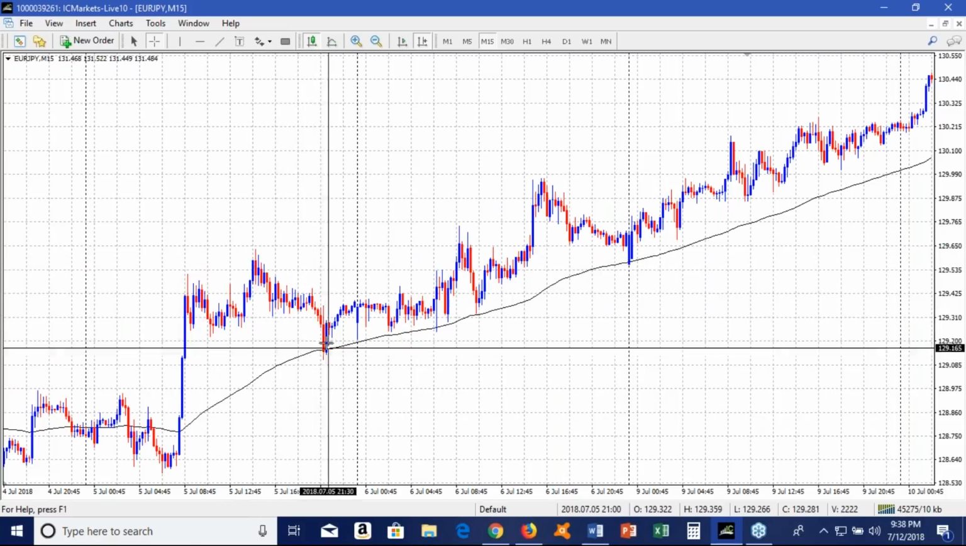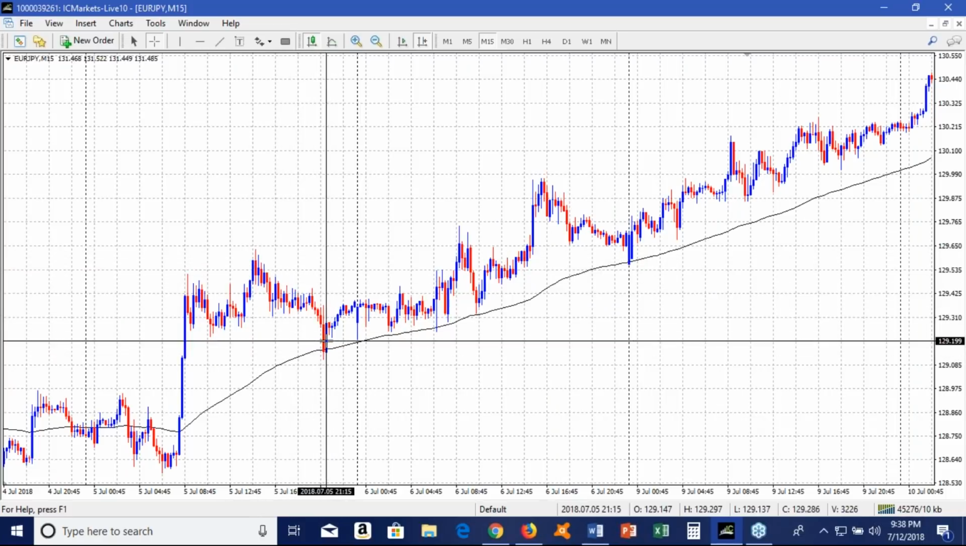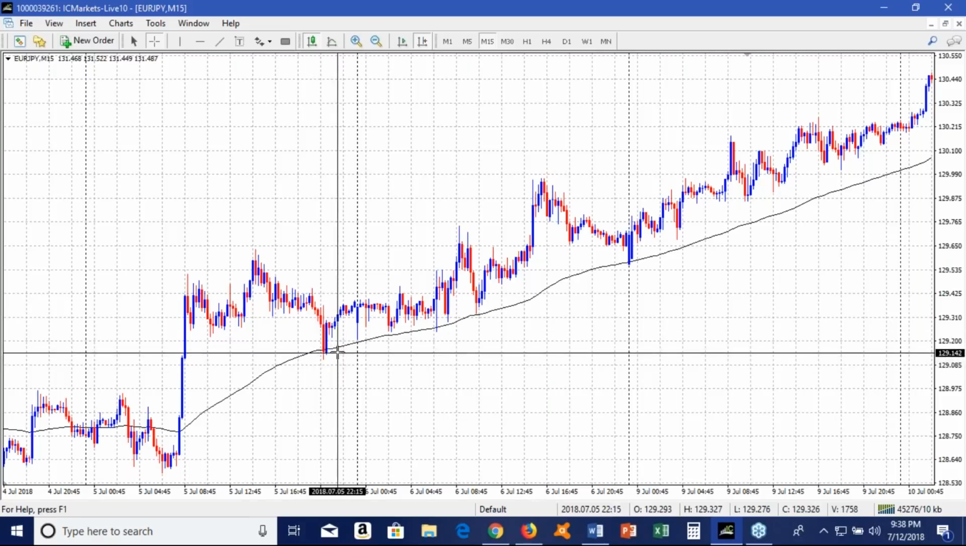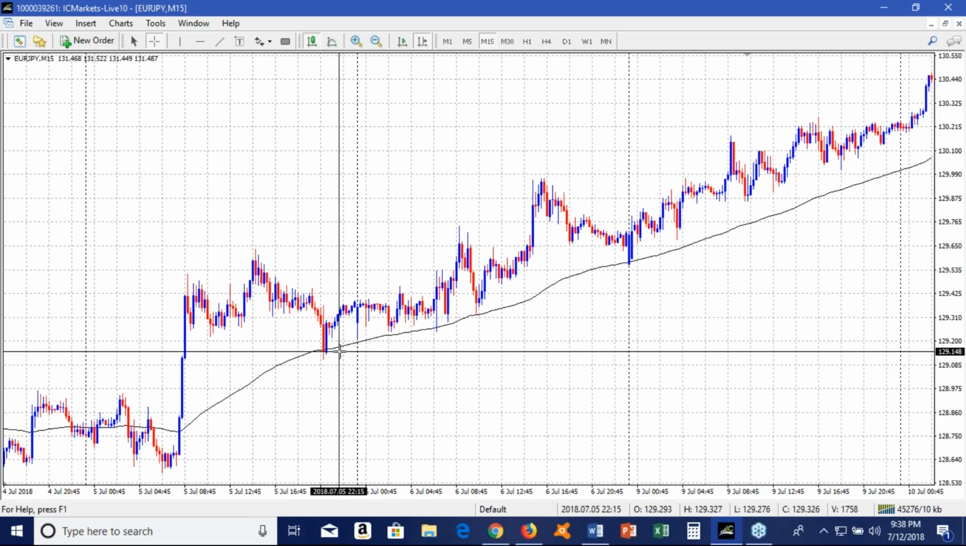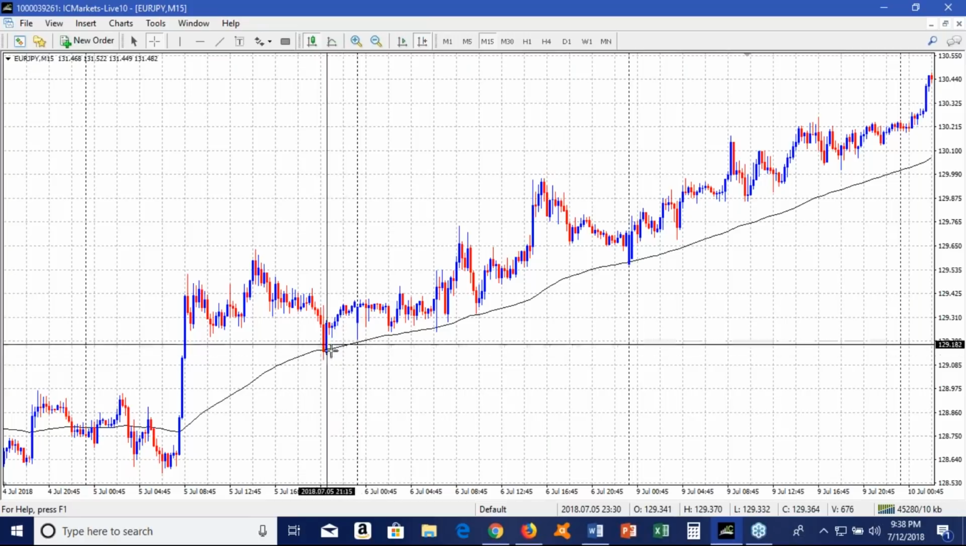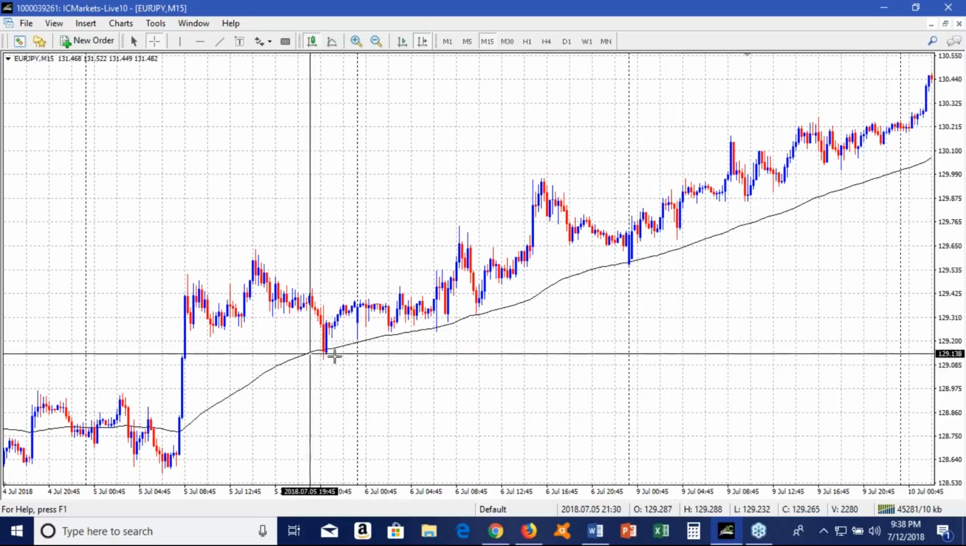Would this be an opportunity to buy? Can somebody tell me in the chat? Could you guys confirm this? Yes or no? This one right here, this red candle right here. What is it, Dylan? Yes, no. We got actually, no.